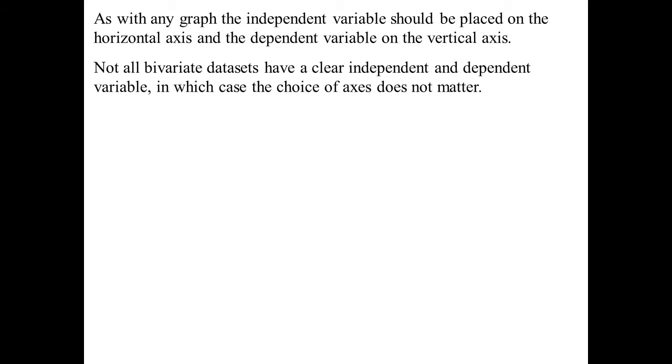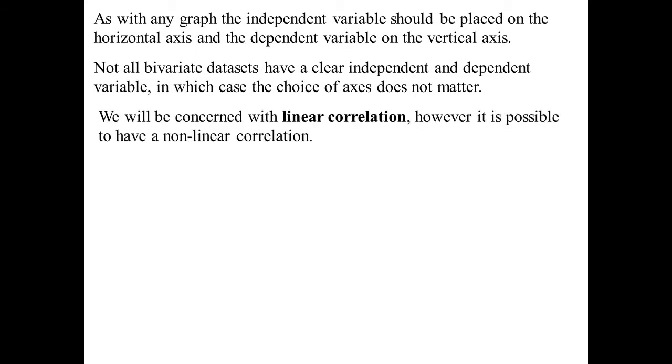All right, now when you're drawing scatterplots, same as any graph, your independent variable should go on the horizontal axis. But with something like we just looked at, where you can't say which one's the independent and which one's the dependent, it doesn't really matter which axes you plot the different things on. So in our course, we're really just concerned with linear correlation. That's what we're going to be looking at.